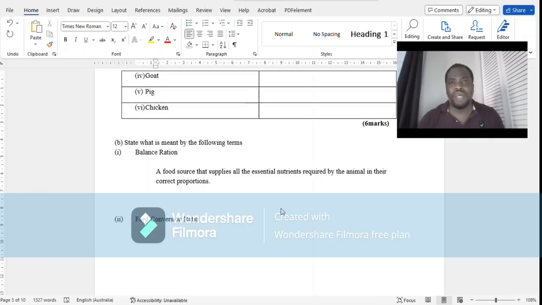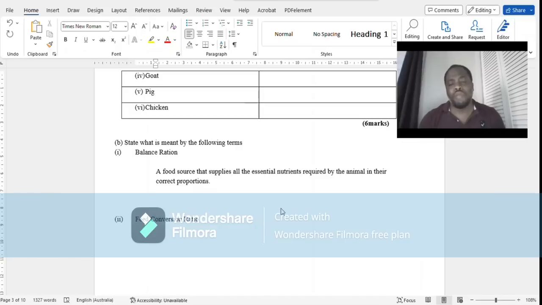Now remember, there are certain factors to consider when you're supplying the nutrients for an animal. Take for example, you have a pregnant sow, that's a female pig, versus a boar, that's a male pig. The food and the type, in terms of the proportion of the nutrients needed by those animals, would be different. And so age is one factor. The stage of development affects what you will feed and the proportion.